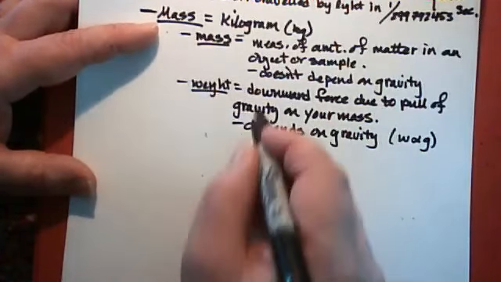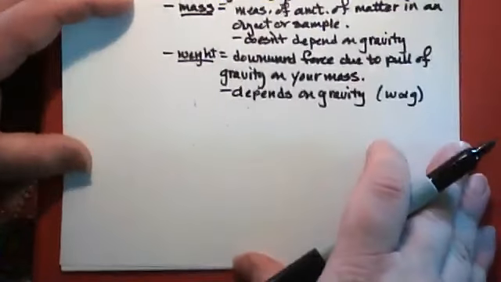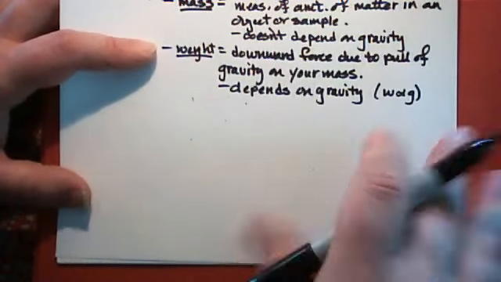But as I said, we often use mass and weight interchangeably, and that's generally okay as long as we are doing everything here on Earth.